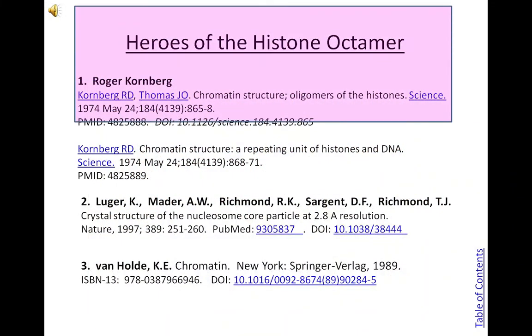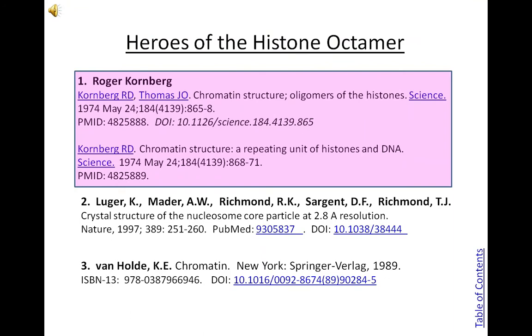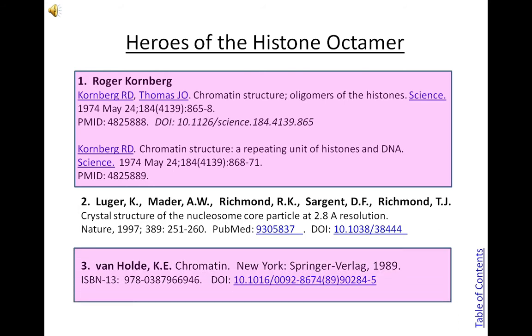Our first hero is Roger Kornberg, Nobel laureate son of Nobel laureate Arthur Kornberg. The younger Kornberg, with co-worker Gene Thomas, first deduced the structure of the histone octamer core. A brief description of that exciting event was given by von Hold, of whom we shall also be making mention momentarily, on page 23 of his book.